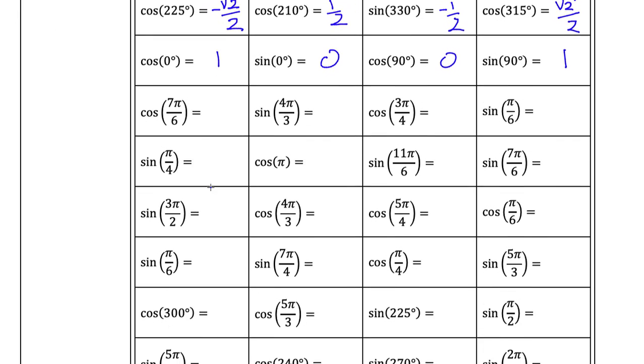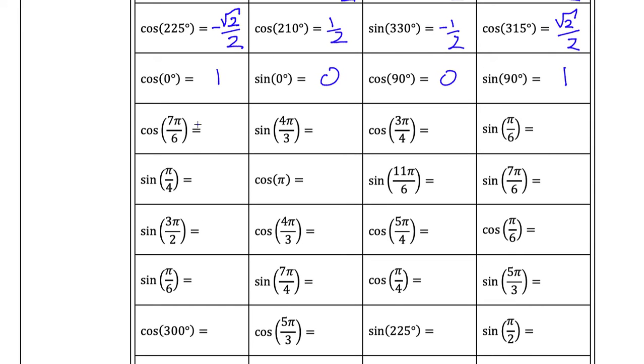Cosine of 7 pi over 6, oh, we're switching to radians now. Cosine of 7 pi over 6 is right there, and cosine is negative square root of 3 over 2. Sine of 4 pi over 3, that's going to be negative square root of 3 over 2. Cosine of 3 pi over 4, that's going to be square root of 2 over 2, make that negative. That's not the error. Next one is going to be sine of pi over 6.